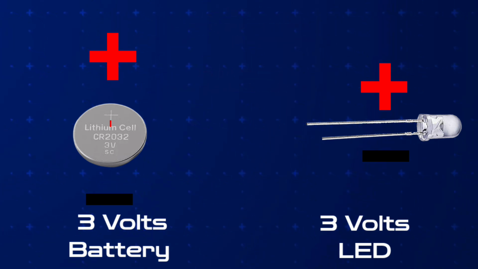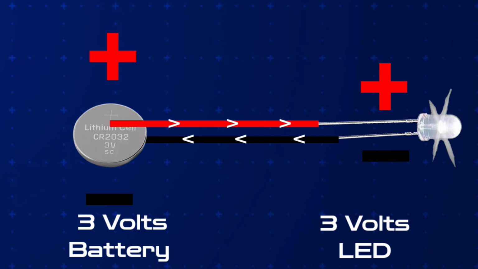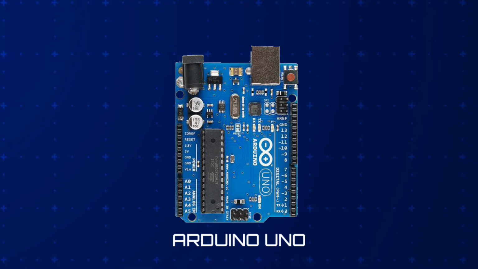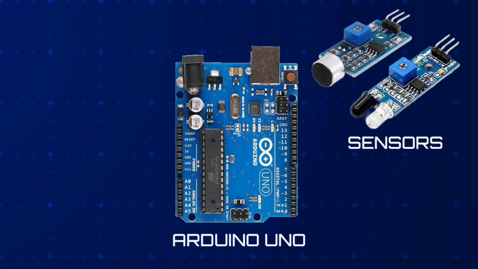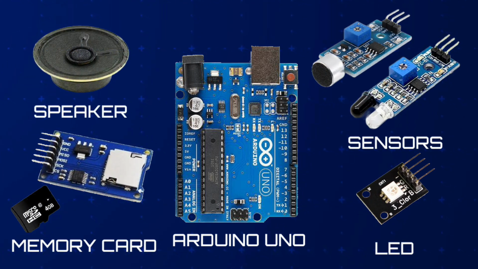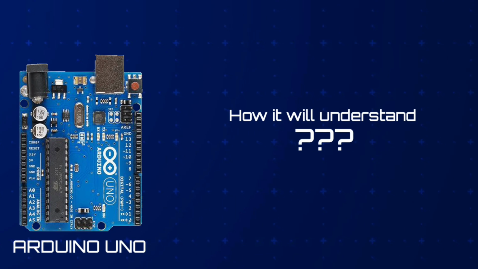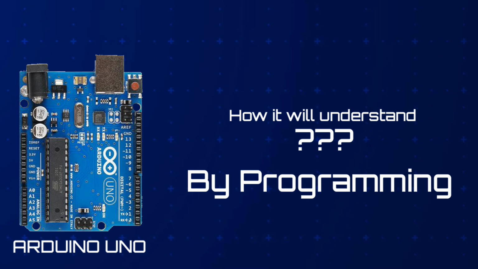Here we will connect the positive and negative terminals to the LED, and by doing this the current is flowing through the LED and the LED is now bright. In Arduino UNO, we can connect our hardware devices such as sensors, LED, memory cards, speaker. By connecting them, we can command it to work as we want. So how will it understand our commands? For this we have to program it using our PC or mobile phone.